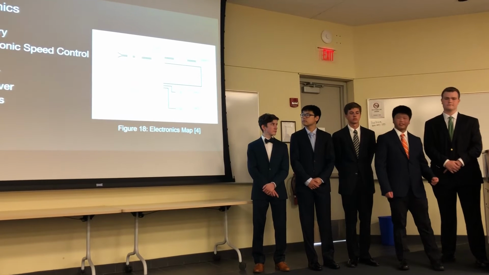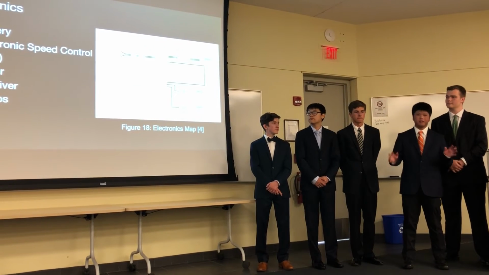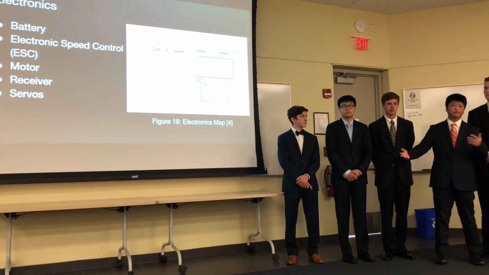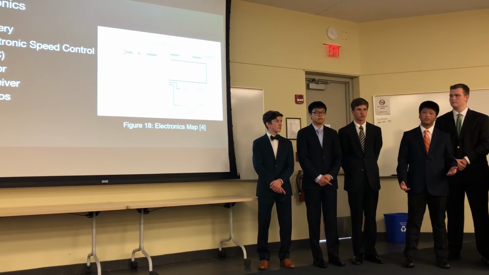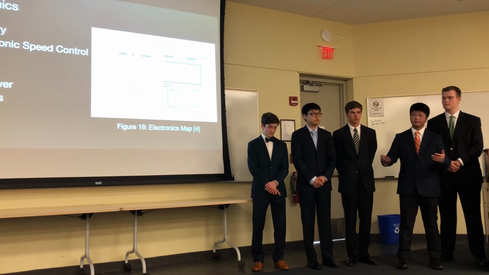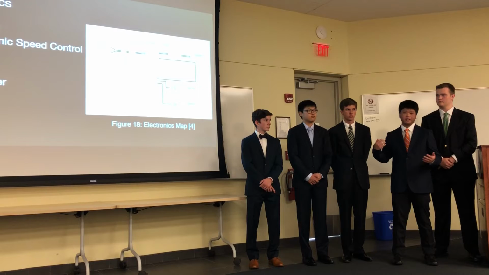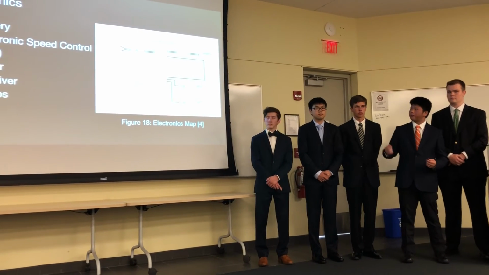So, the electronics of the plane. Here you can see in figure 18 a general layout for most RC planes. You first have the battery, which obviously supplies power for the motor, the receiver, and the servos. To the left of that, there's the electronic speed control, which basically controls how much power is sent to the motor and to the receiver. The motor itself simply spins the propeller, provides our thrust, and pushes us forward.